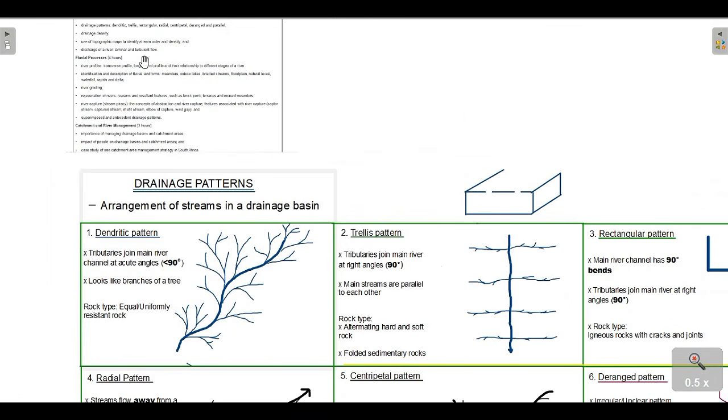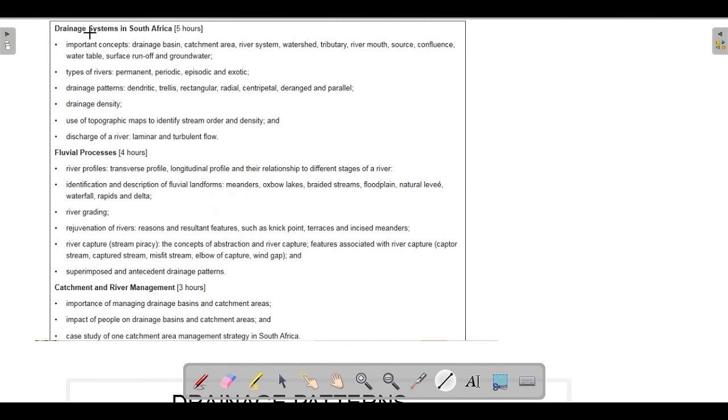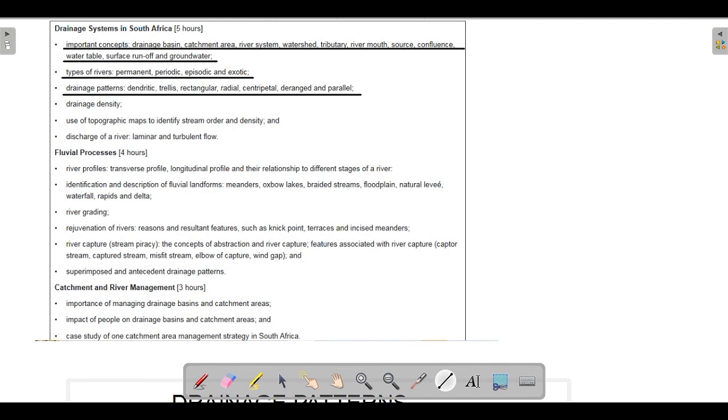So, if we take a peek at the CAPS document under the Geomorphology section, we can clearly see what we have achieved so far. We went through the different types of concepts in the first video. The second video in this playlist, the previous video, explained the different types of rivers. And as you might have predicted, we will be going through different types of drainage patterns in this video, right?